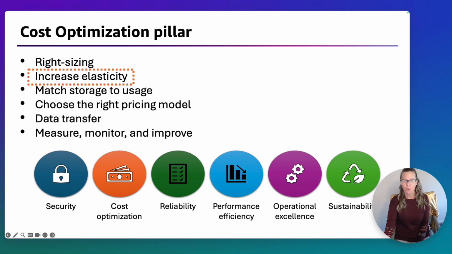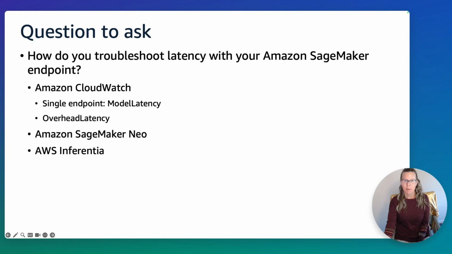And you can also create CloudWatch alarms that notify you if the healthy host count of the target group is lower than allowed. Here's a question. How do you troubleshoot latency with your Amazon SageMaker endpoint? Well, multiple factors might contribute to overhead latency, such as your payload size for requests and responses, the request frequency, and the authentication or authorization of the request.